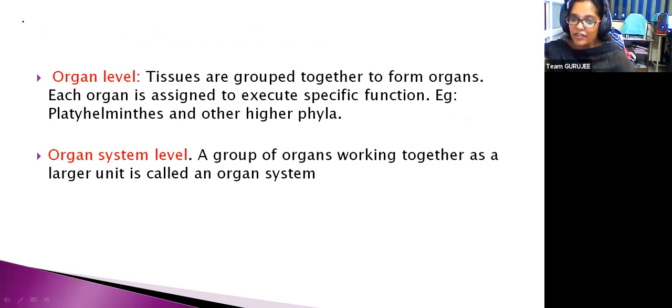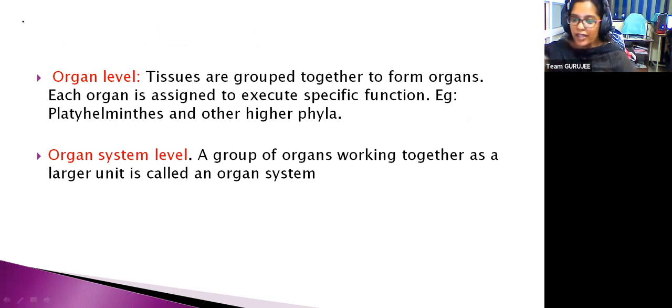Next, organ level. Based on the organ, for example, in case of the respiratory system, we people have organs like lungs and nostrils for our respiration. In case of frog and fish, they have different organs for their respiration. So based on that, they can be classified.